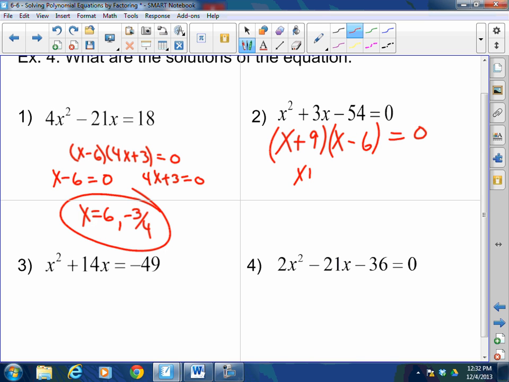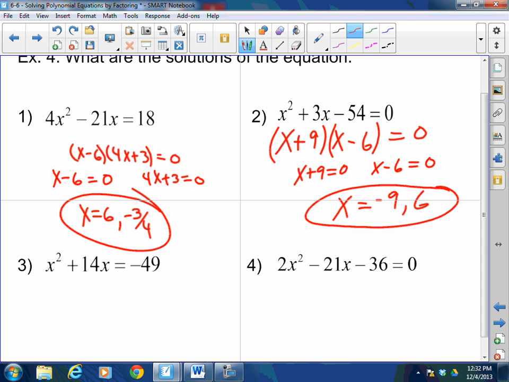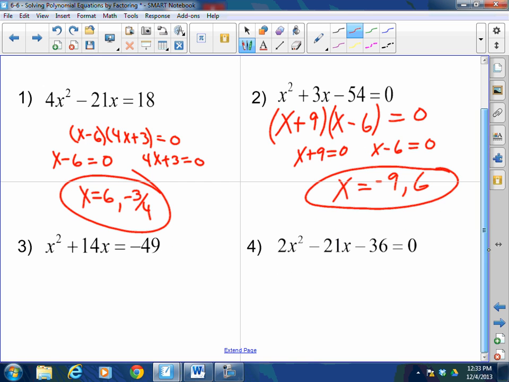Zero product property, x plus 9 equals 0, x minus 6 equals 0. X equals negative 9 and positive 6. Tell me out loud so I don't have to be a broken record. What does that x equals negative 9 and 6 mean? Excellent. I heard it. Those are the 2 points where the parabola intersects the x-axis. Excellent job, my friends.